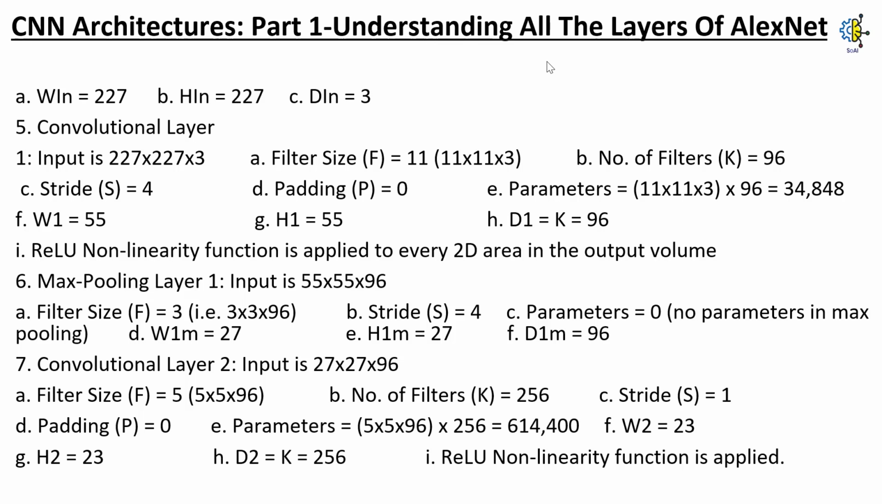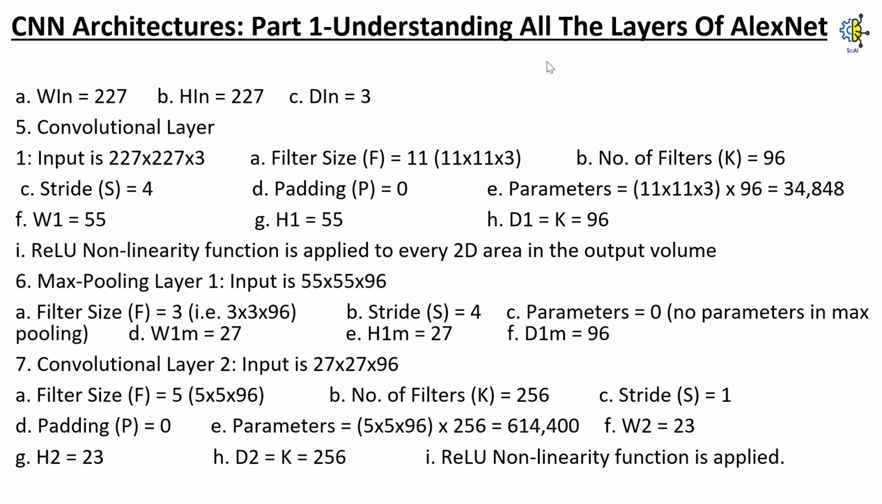Convolutional layer. Input is 227 cross 227 cross 3. Filter size 11. Number of filters 96. Stride 4. Padding 0. And the parameters are 34,848. W1 here is 55, H1 is also 55 and D1 is 96. ReLU non-linearity function is applied to every two-dimensional area in the output volume.